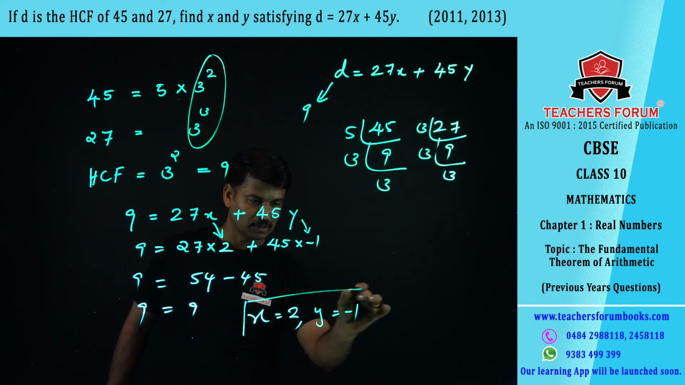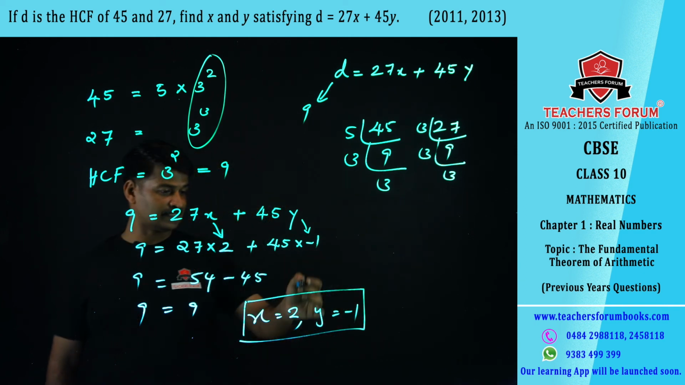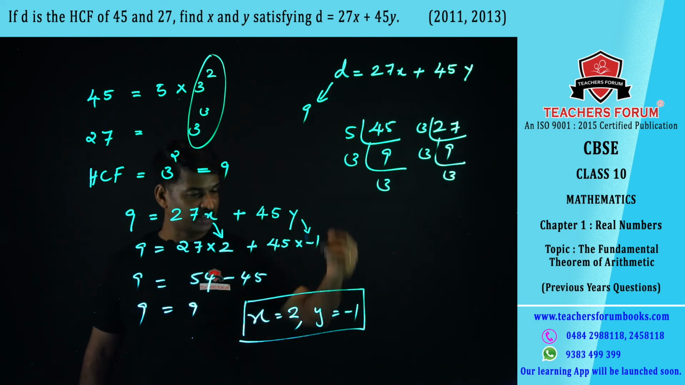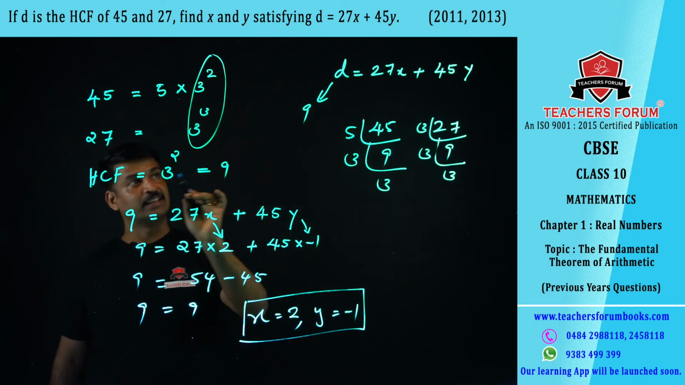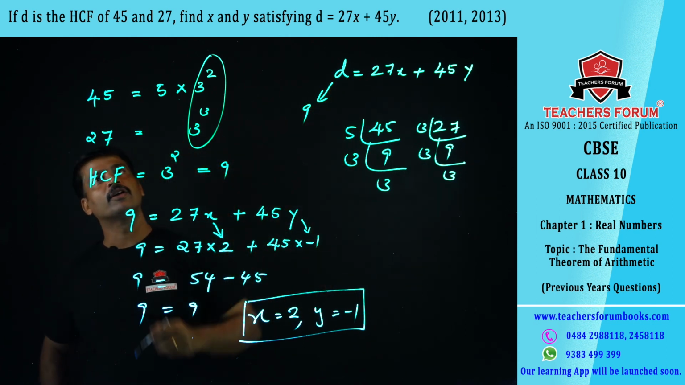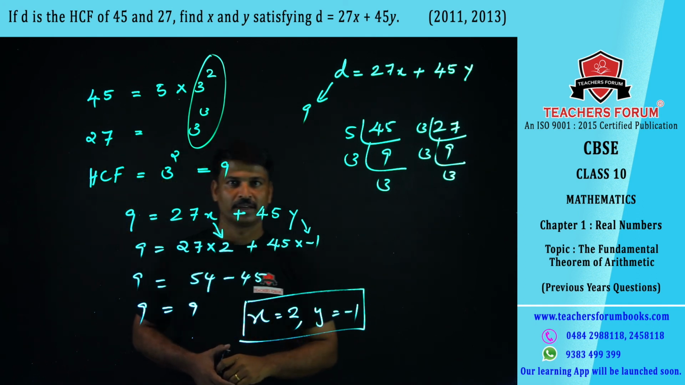That is, if you substitute x as 2 and y as minus 1 in this relation, you will be getting the value of D as 9. What is D? D is the HCF of 45 and 27.